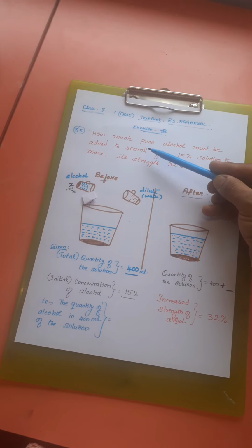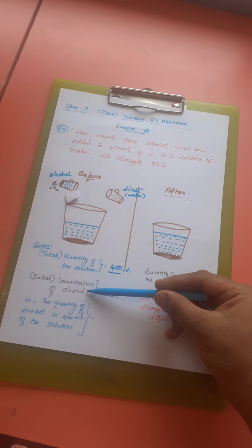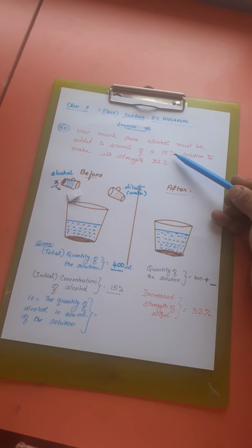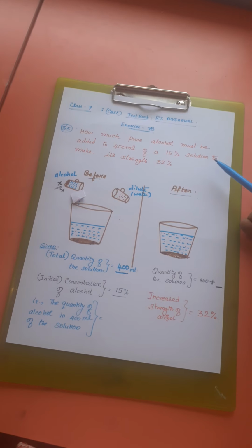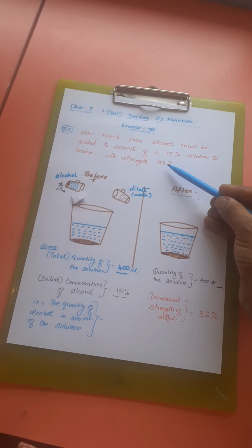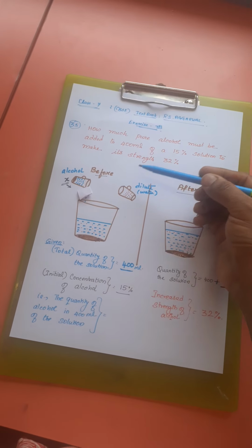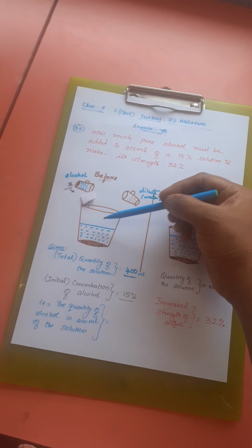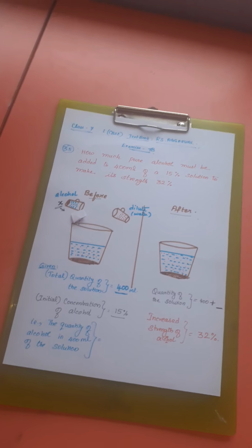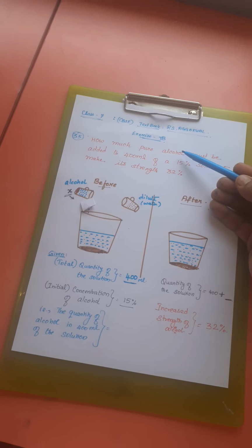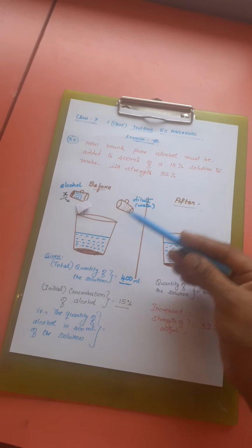The quantity of the solution is 400 ml. The initial concentration of alcohol they have given is 15%. Let me write it mathematically. Now they are asking, to make the strength 32%, how much pure alcohol do we have to add? To increase the strength of alcohol in the solution, we need to add alcohol only, no? So how much more alcohol has to be added to make its strength 32%?